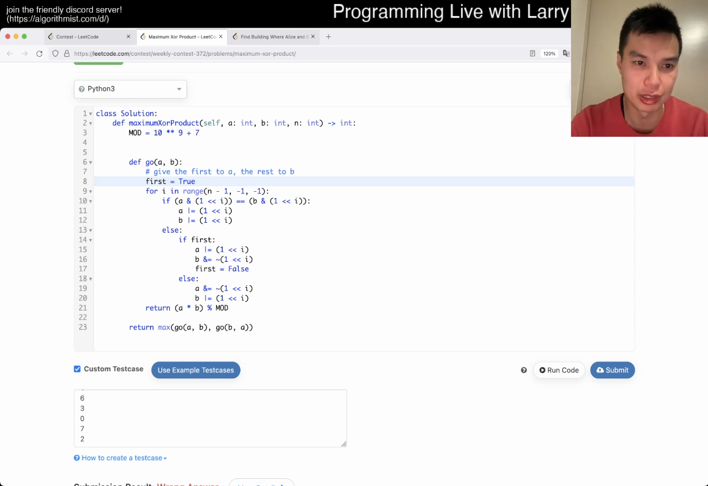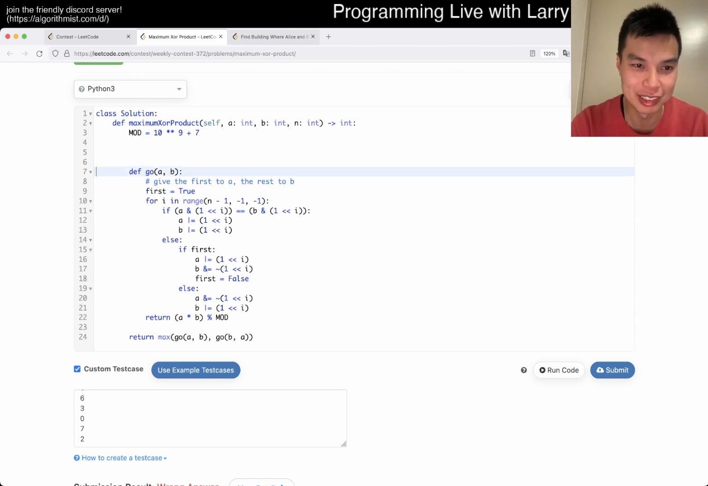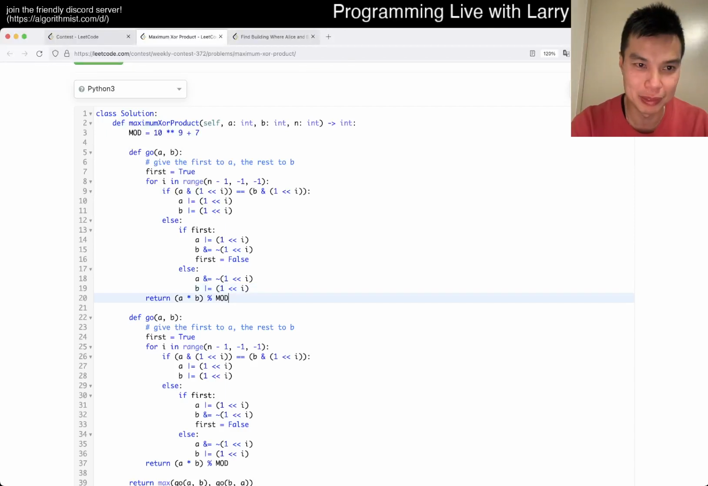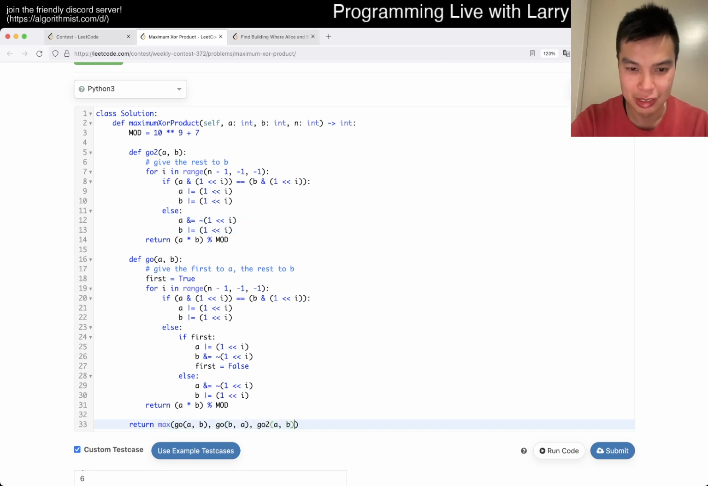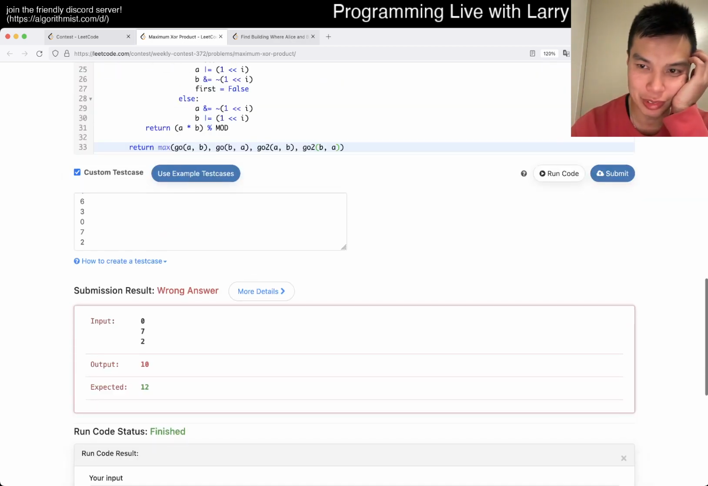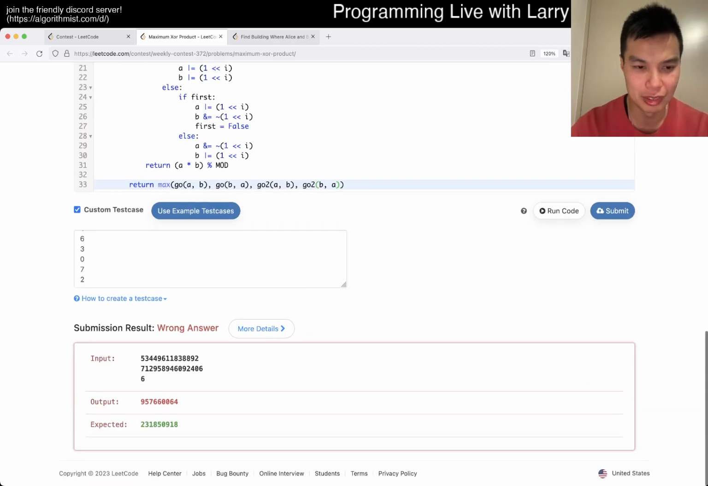I think I could just do it again, though. Yeah, okay, I see. I'm going to be lazy. Okay, give the rest to B. Right, so basically same thing, otherwise give it to B, and then now, yeah, okay, I mean, I don't know that this is all the cases. Oh no.